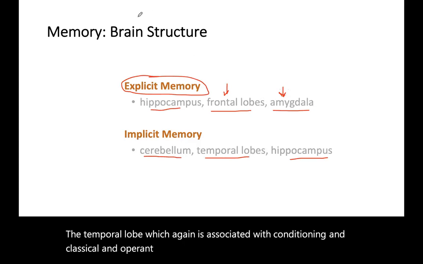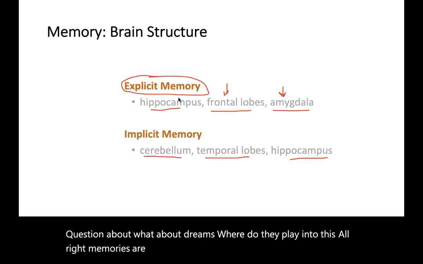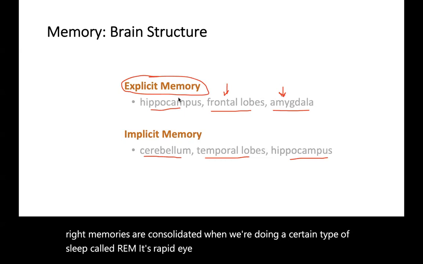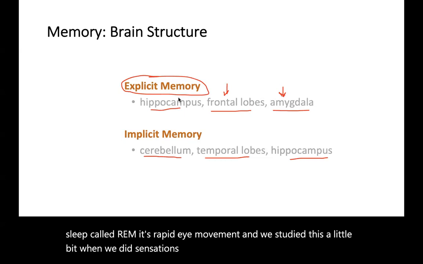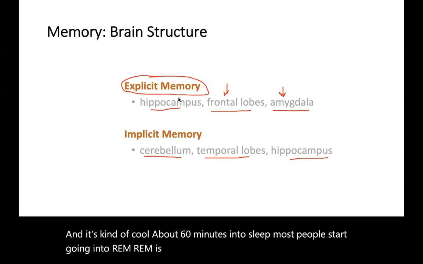So I do want to hit Mercedes' question about what about dreams? Where do they play into this? Memories are consolidated when we're doing a certain type of sleep called REM. It's rapid eye movement. We studied this a little bit when we did sensations and perceptions. Basically, about 60 minutes into sleep, most people start going into REM. REM is when the eye starts rapidly moving back and forth.